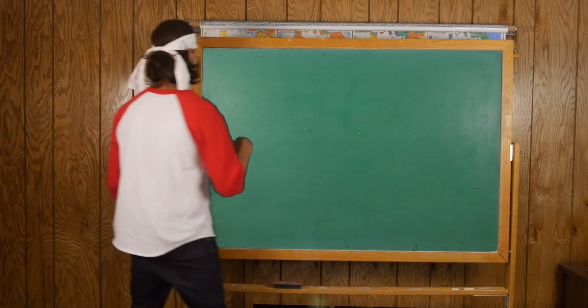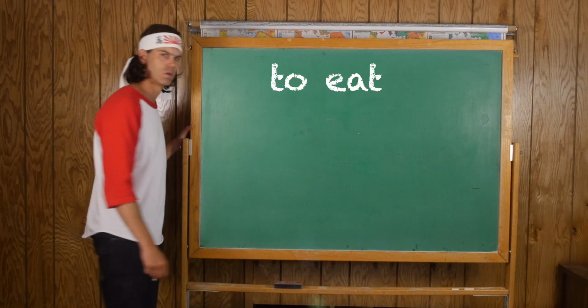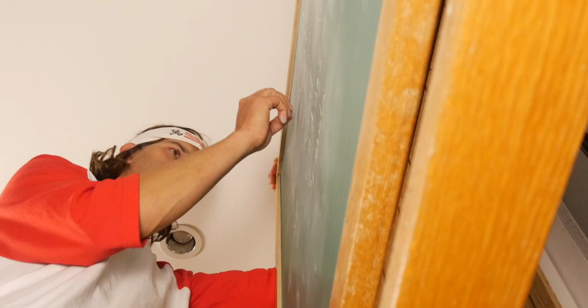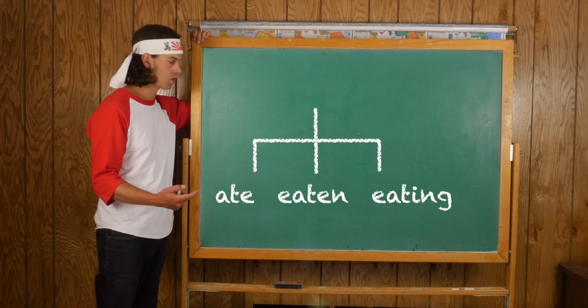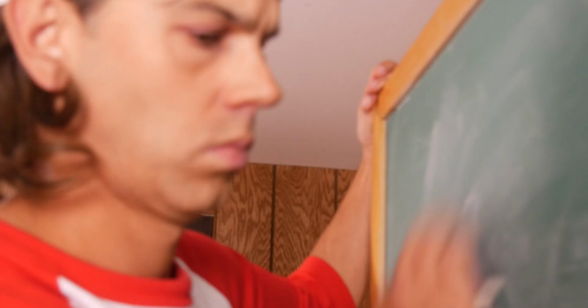For example, to eat. There are many other forms of eat. We can say ate, eaten, eating. Those are all forms that come from the infinitive form, to eat.